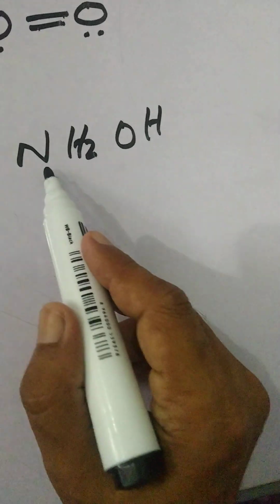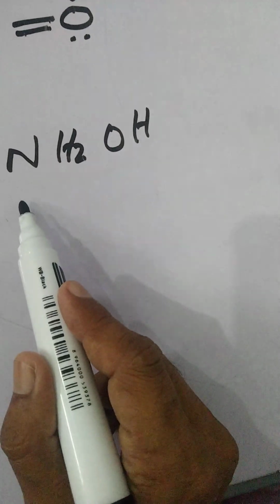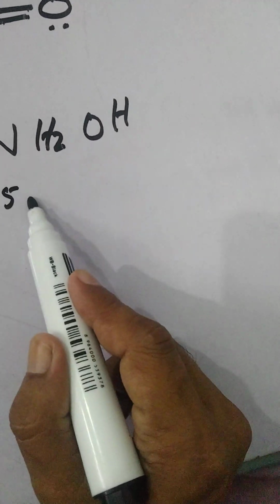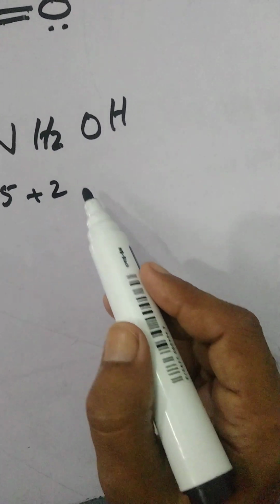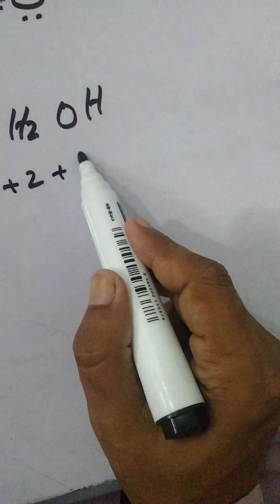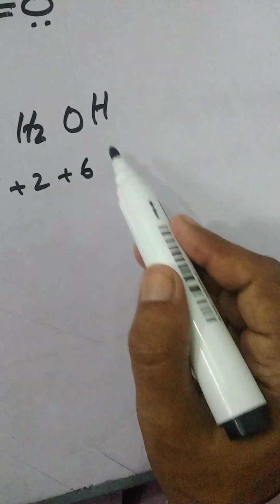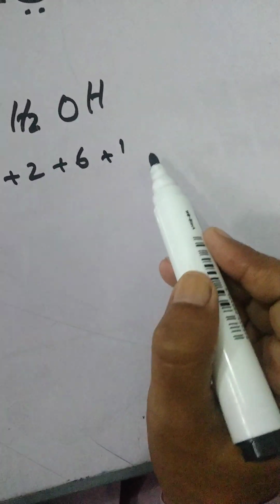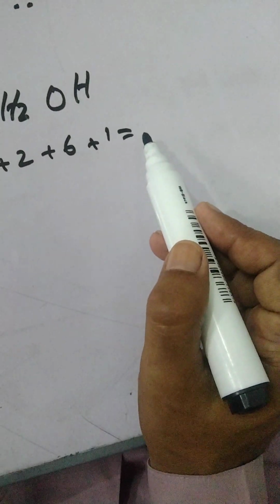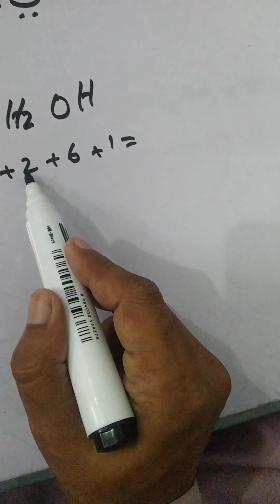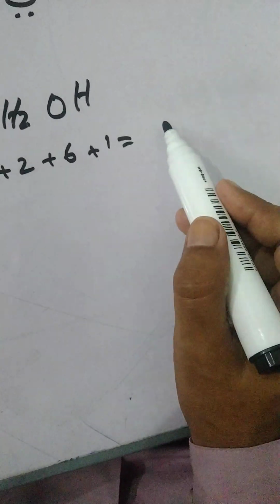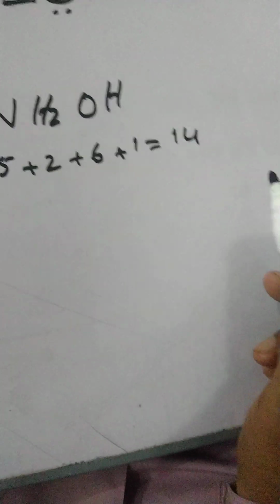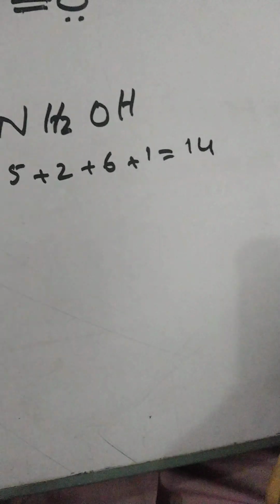NH2OH. Now we know that nitrogen has 5 electrons, hydrogen has 2, oxygen has 6, plus 1 hydrogen. How many electrons will it be? 5 plus 2 is 7, 7 and 6 is 13, and 1 is 14. We have to fix 14 electrons. How will we balance them out?